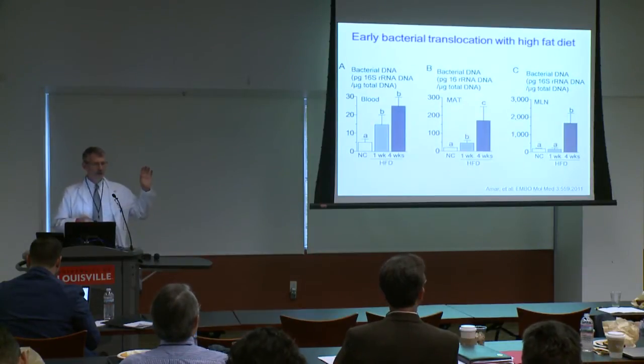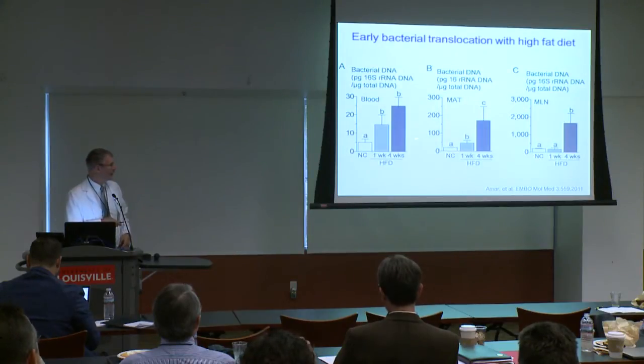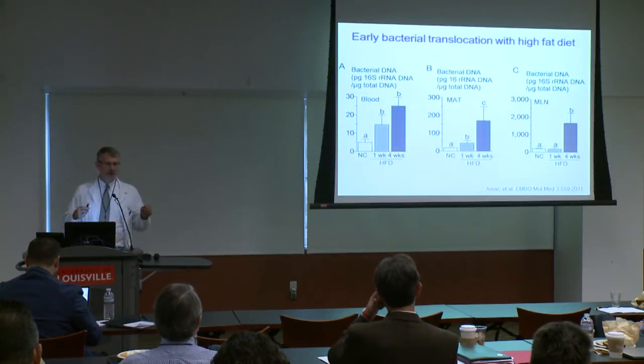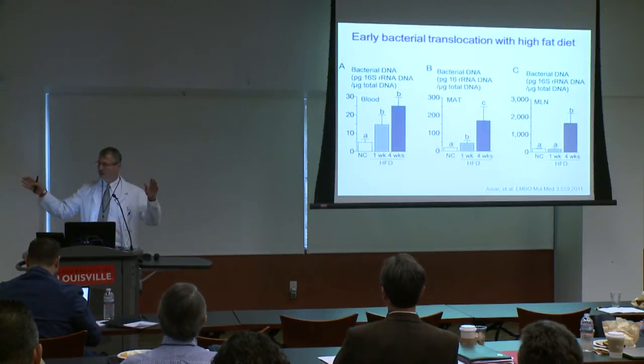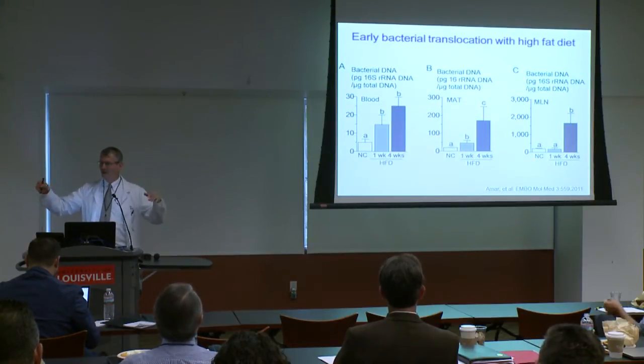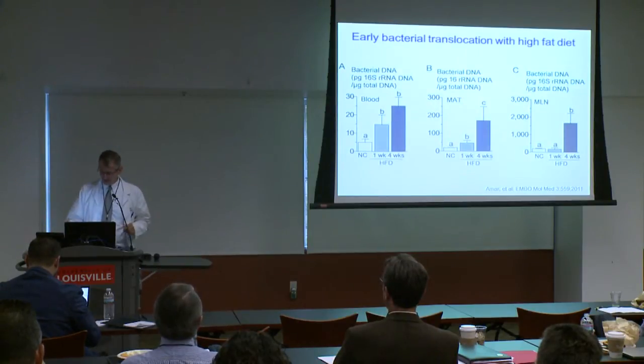More importantly, if you just feed animals a high-fat diet, as shown here, at 1 week you can detect bacterial DNA in their bloodstream. And very importantly, it goes to the mesenteric adipose tissue before it goes to mesenteric lymph nodes. And so the adipose tissue isn't just a benign glob of fat there. It's very biologically active and actually takes up gut-derived toxins.